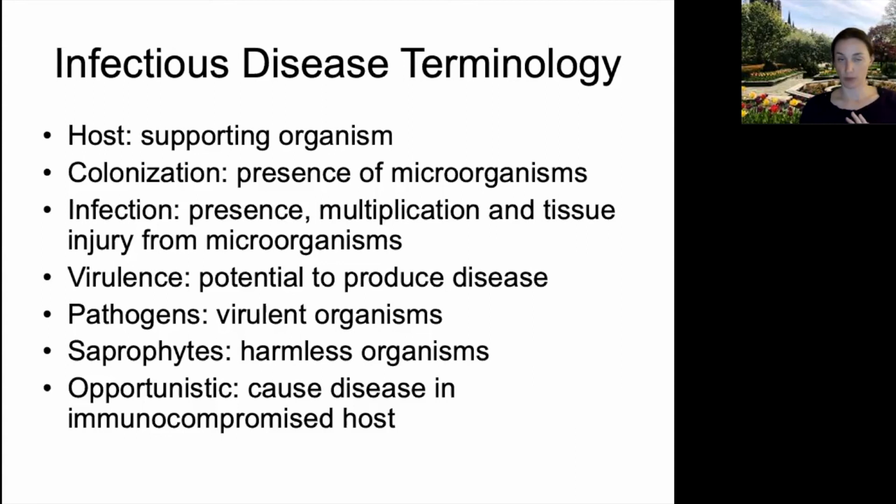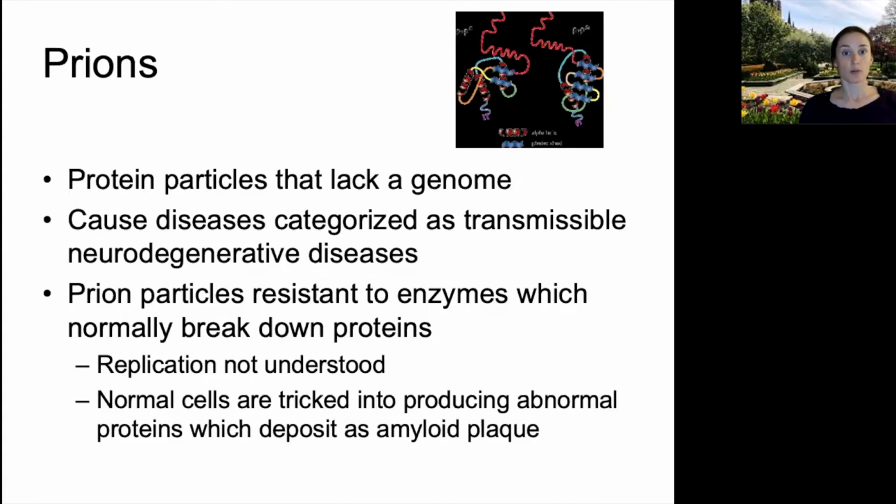Saprophytes are harmless organisms. Opportunistic are ones that cause disease when somebody is immunocompromised. Prions are protein particles that lack a genome and are categorized as transmittable neurodegenerative diseases. A prion particle is resistant to enzymes which normally break down proteins. Replication is not fully understood. Now, normal cells are tricked into producing abnormal proteins which deposit as amyloid plaques.